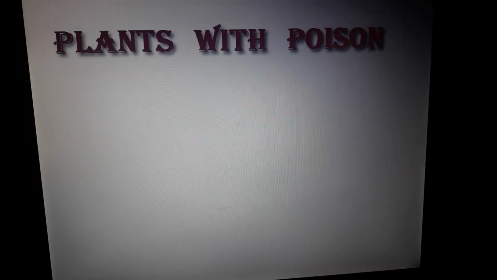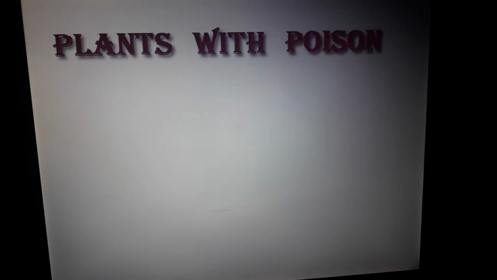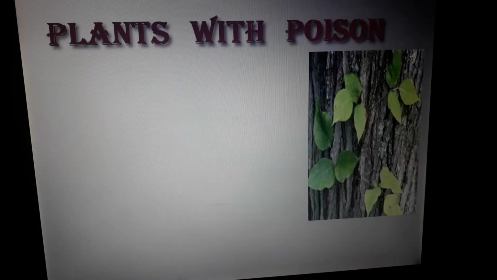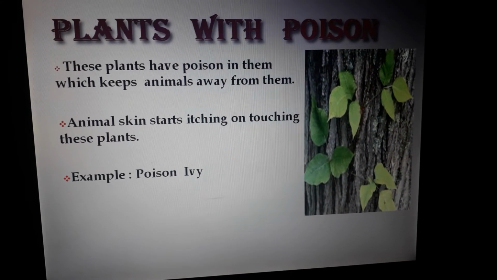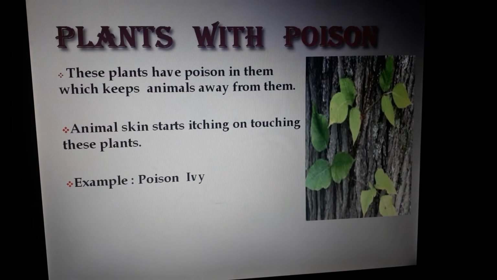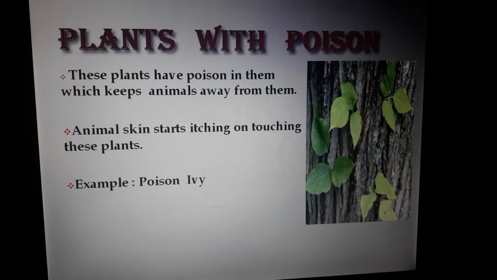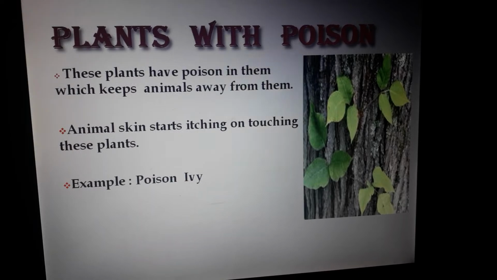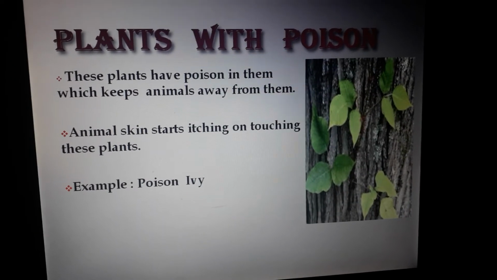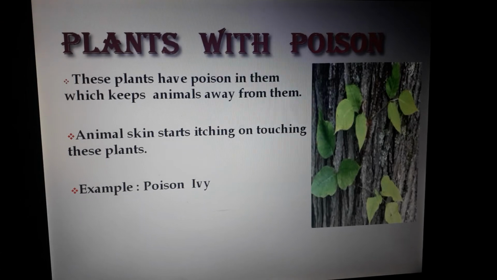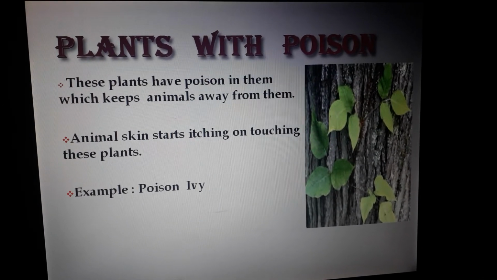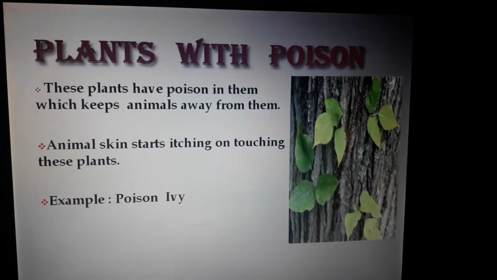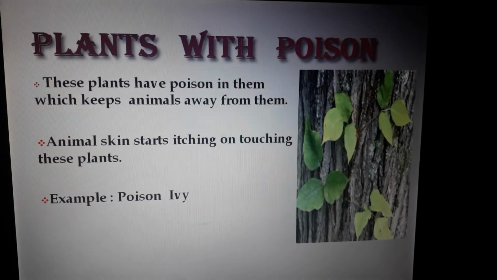Next is plants with poison. These are the plants in which there is poison present in their leaves. You can see in the picture, these plants have poison in them, and that poison helps them to keep themselves away from the animals. It helps for their protection. When any animal touches this plant's body, the skin of the animal starts itching. You can see in the picture green colored plants and they have poison in them. Example of this plant name is poison ivy.